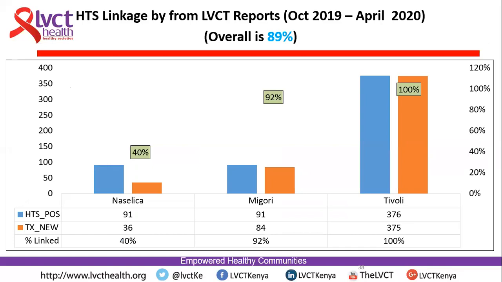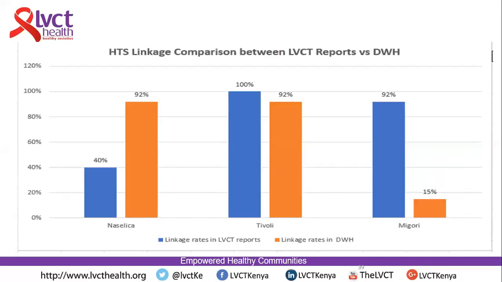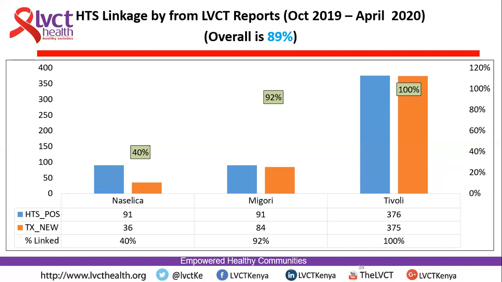So we also talked about a situation where the clinician was able to search the query instead of registration. We were looking at the clients who are linked at the sites versus the positives that we have. You can see the contribution of these positives, and the overall performance is at 89%, whereby Tivoli is at 100%.